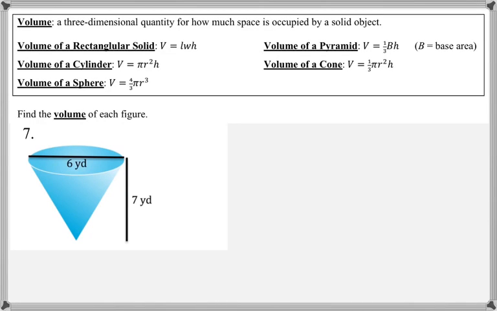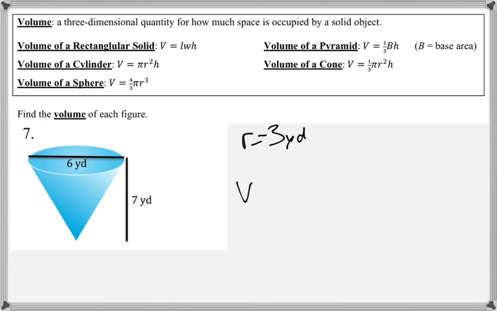Number 7 wants us to find the volume of a cone. So our formula for a cone is 1/3 times pi times r squared times h. So my radius of this cone is from there to there, so that's going to be half of 6. So my radius is going to be 3 yards.